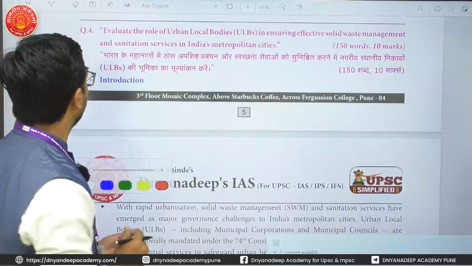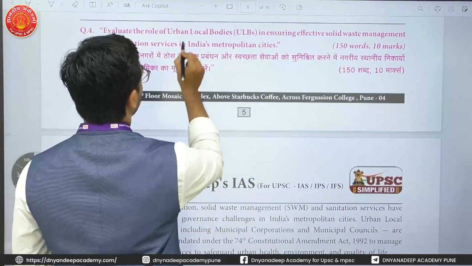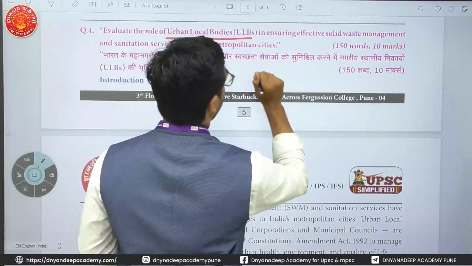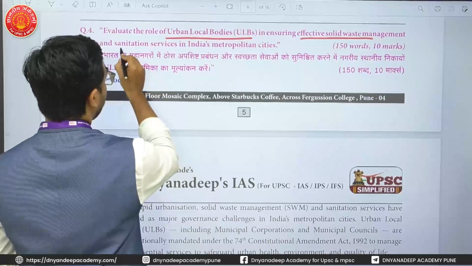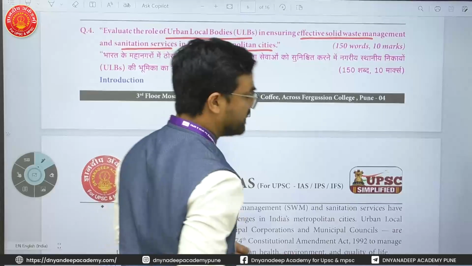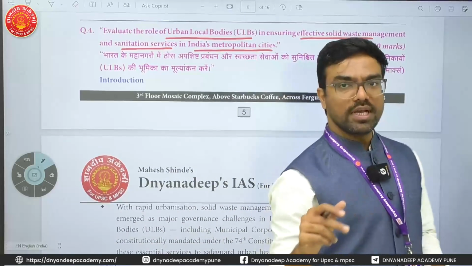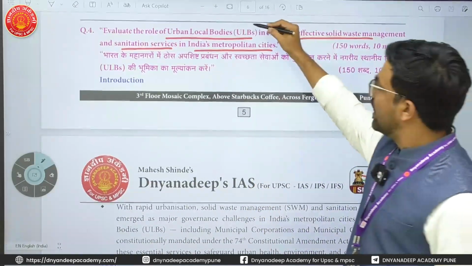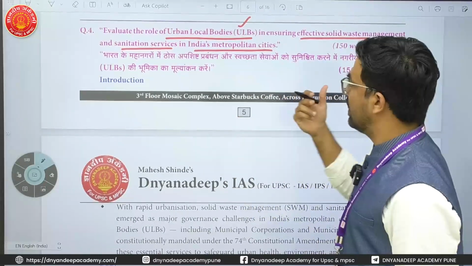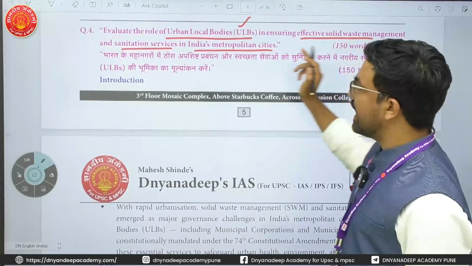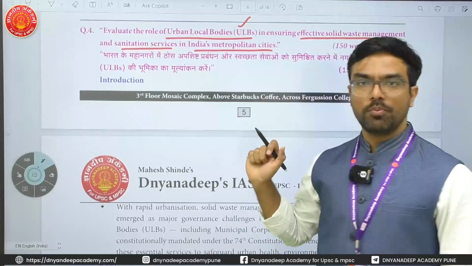Sustainably. Question number 4 says that evaluate the role of urban local bodies in ensuring effective solid waste management and sanitation services in India's metropolitan cities. So the question is about urban local bodies, and it is asking its role in solid waste management and sanitation services in metropolitan cities.